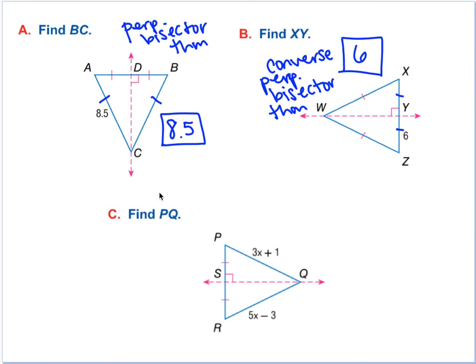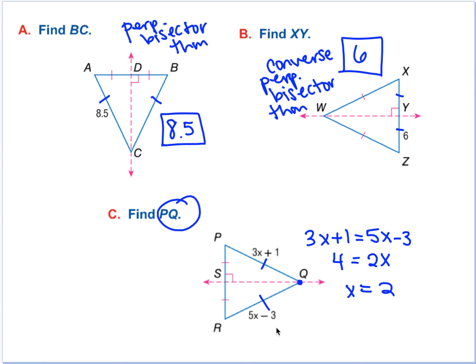And this last one down here, it's the same concept. It's just using more algebraic reasoning. We have a perpendicular bisector. Okay, I see those tick marks. Also have that right angle. So SQ is the perpendicular bisector of PR, which means the distance from Q to P is going to be the same as the distance from Q to R. And so we can just set those expressions equal to each other and then solve through for x. So we get 2x equals 4, so x equals 2.